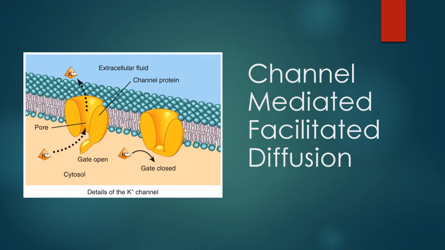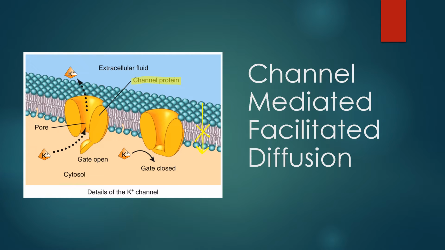First one here is channel-mediated facilitated diffusion. So this is where a solute will move down its concentration gradient across the membrane, but it needs a channel to go through. So it can't just go straight through and diffuse through the plasma membrane. It requires a channel protein. So it's just a helper protein to help it cross the plasma membrane.